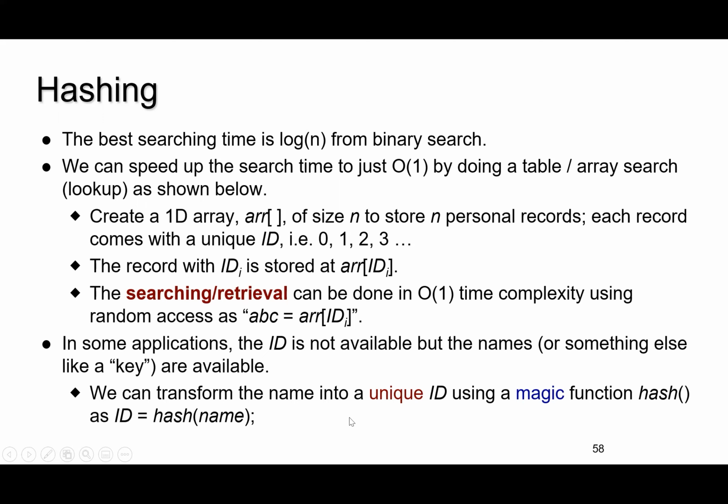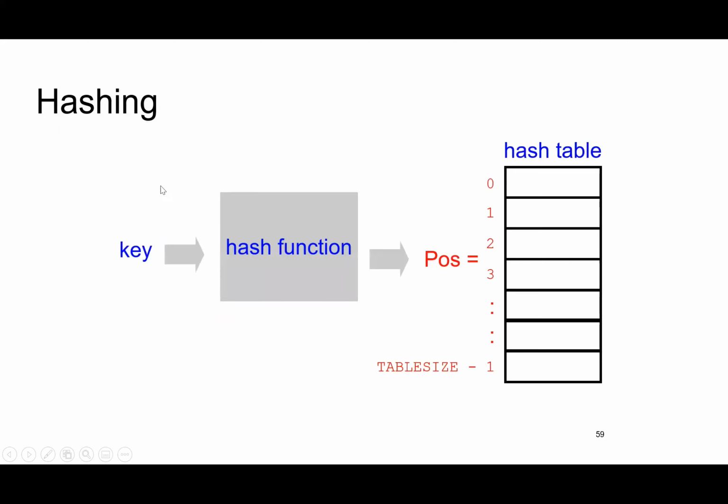So whenever you want to find this name, you just use the same hash function again, and it will give you the same ID. Then you just go there and look for it. Okay, for example, conceptually, in a diagram, this is how it works.